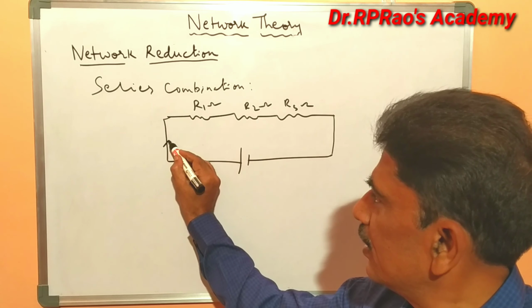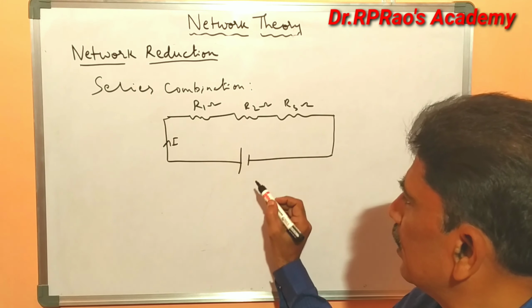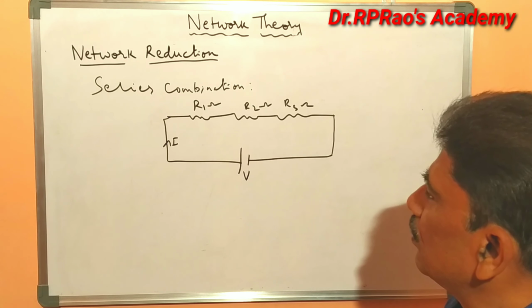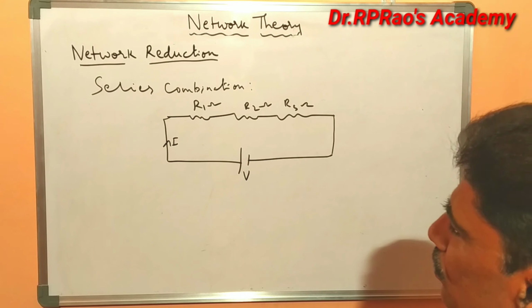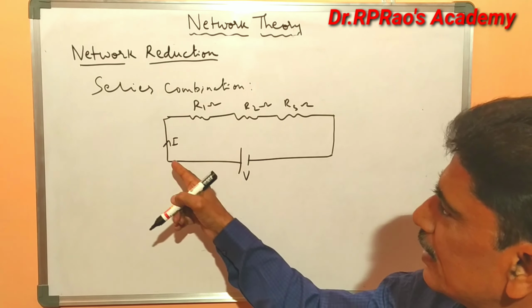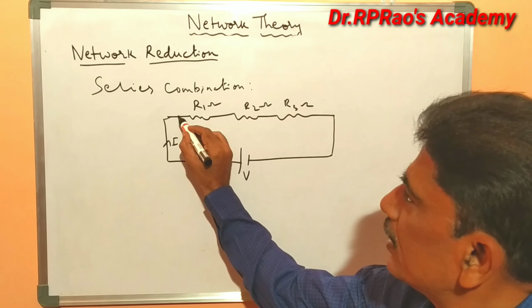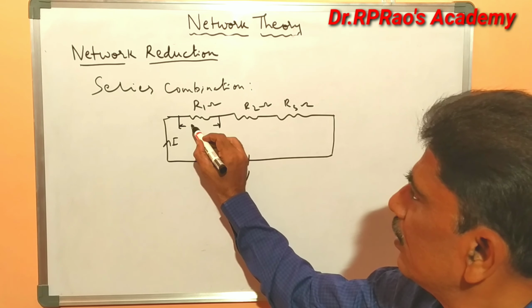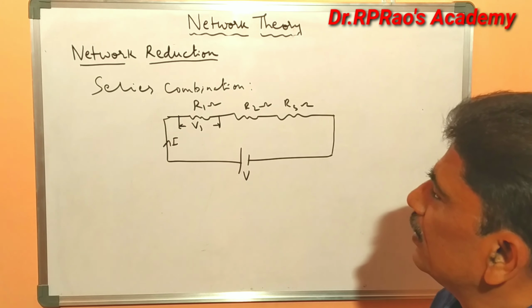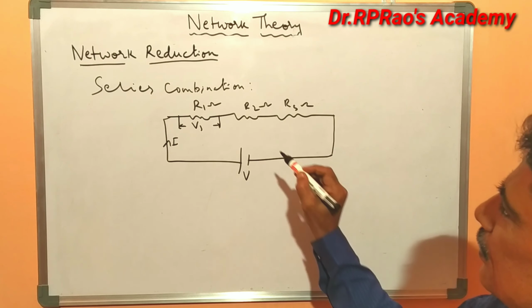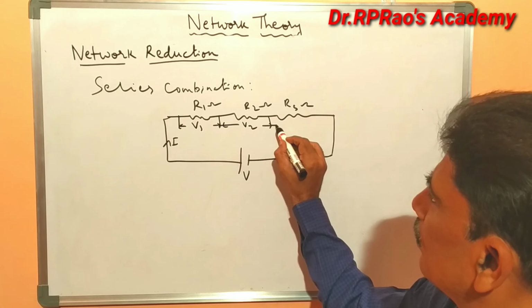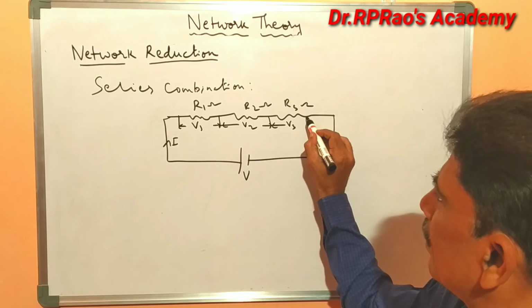Let I be the current flowing through the circuit, and V be the active voltage source which supplies current I. And what is the voltage drop across each? By applying Ohm's law, let V1 be IR1, V2 be IR2, and V3 be IR3.